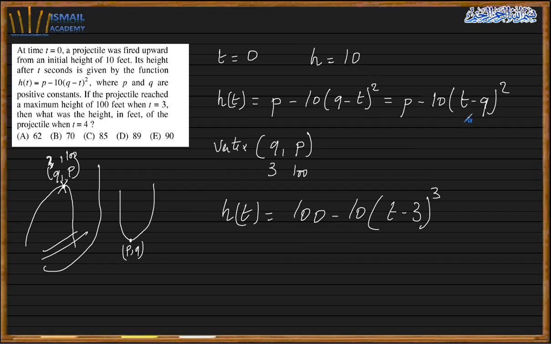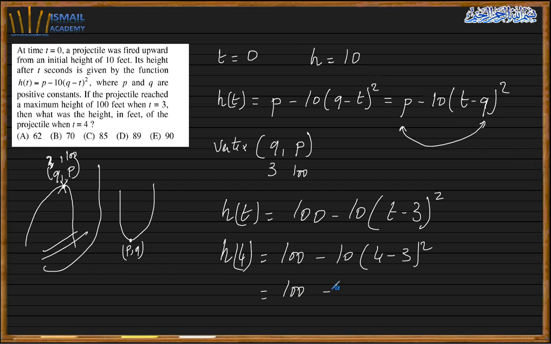You see, the vertex gives me the value of those two numbers. Now they want to know the height of the projectile at t equals 4. So I just need to find h of 4, which is 100 minus 10 times (4 minus 3) squared. So this is going to be 100 minus 10, since 1 squared is 1, which is 90 feet. So E is my solution.